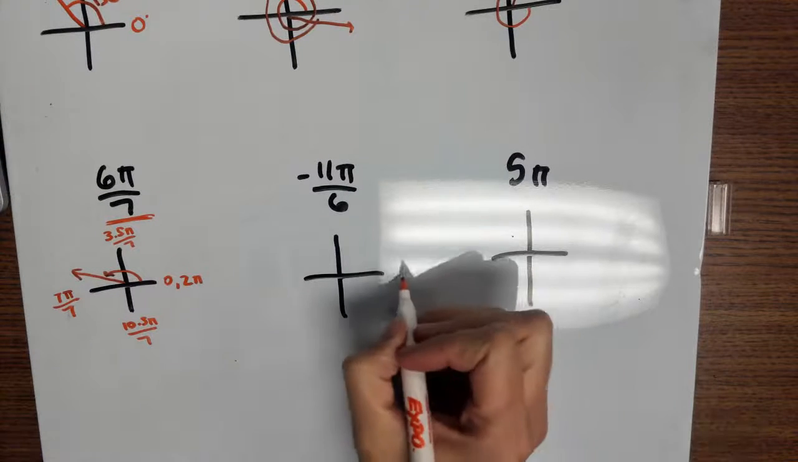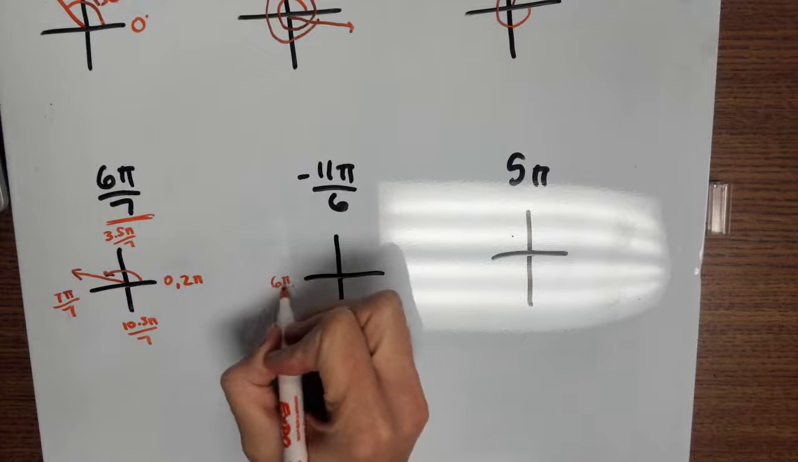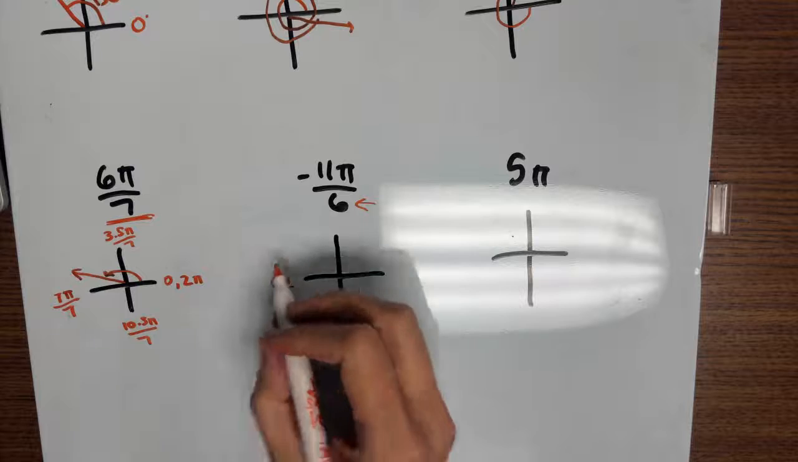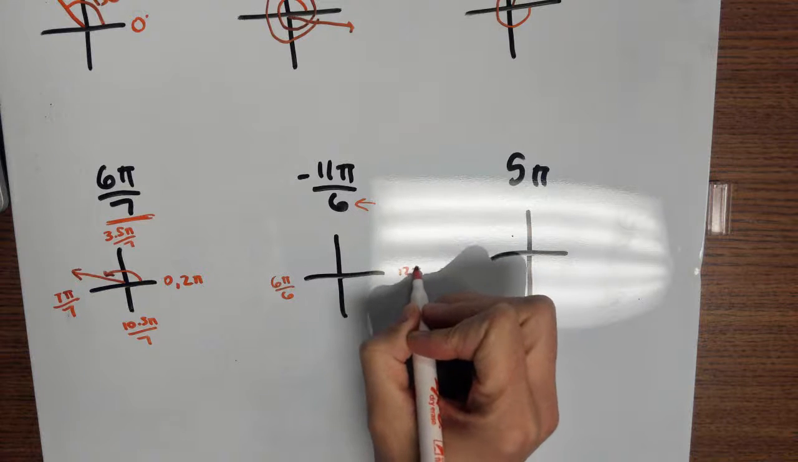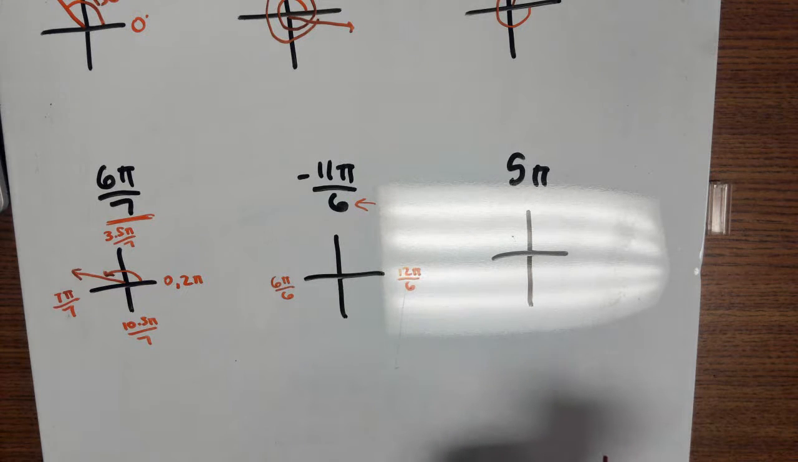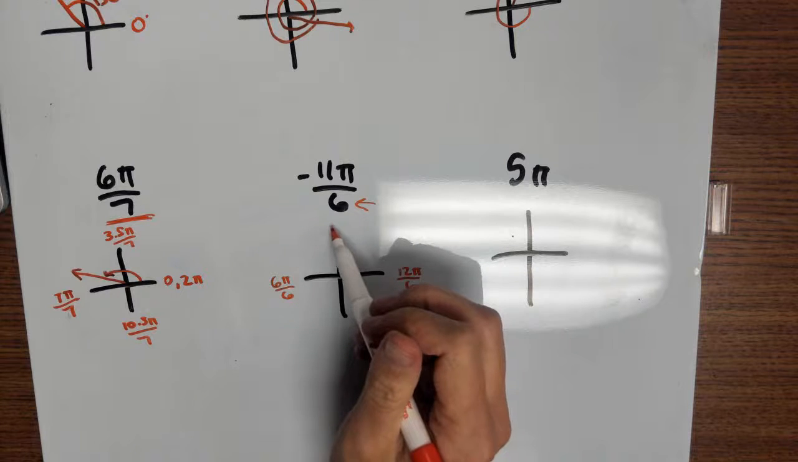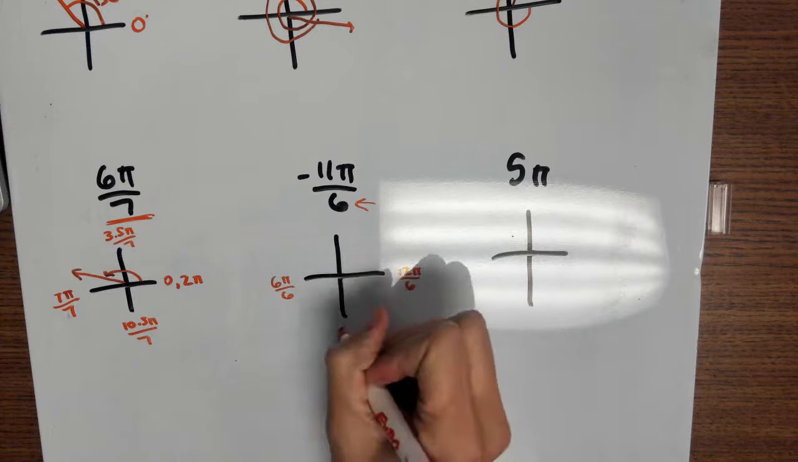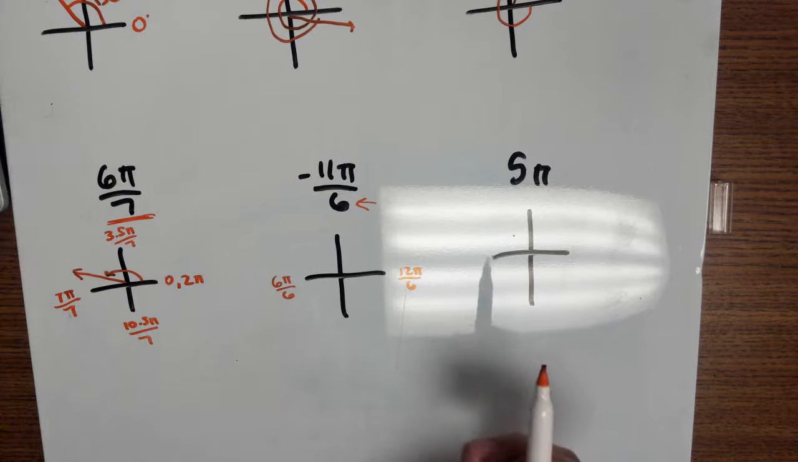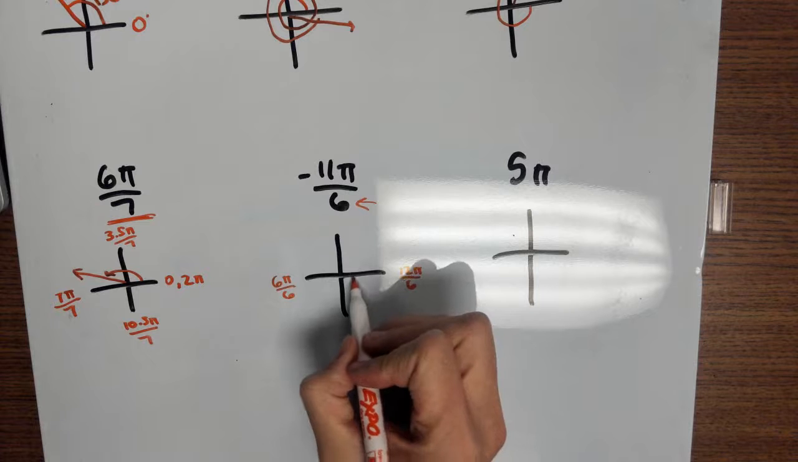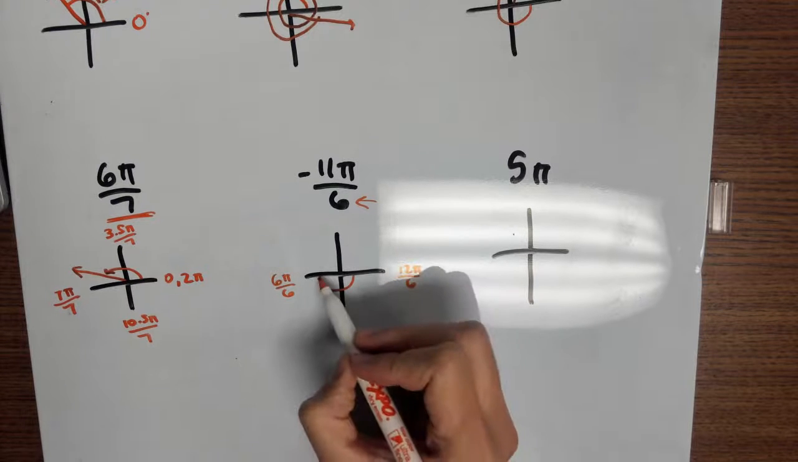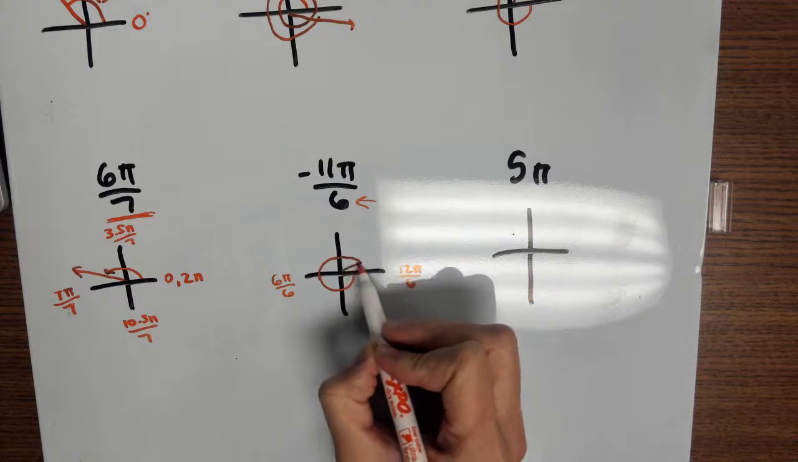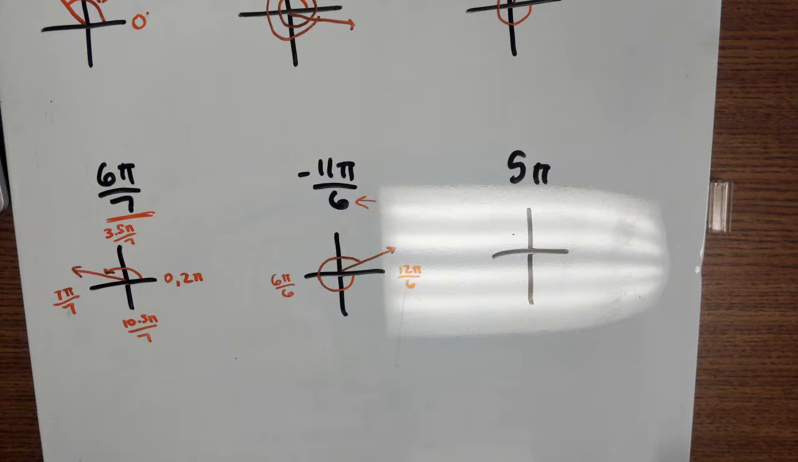Negative 11 pi over 6, same thing. So we're going to make this 6 pi over 6 because my denominator was 6. So I'm going to make it a form of 1 pi. This would be 0 or 12 pi over 6. This would be 3 pi over 6, but since we're going backwards, I'm going to go down. This would be my 3 pi since we're thinking of it that way, but I need to go to 11 pi over 6. So that's going to get me to negative 6 pi over 6, negative 9 pi over 6, negative 11 pi over 6 is almost one complete trip around the circle.